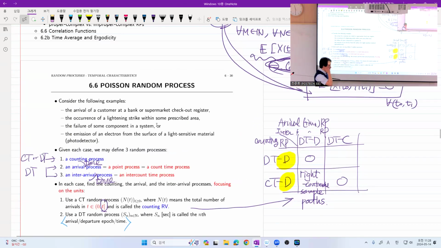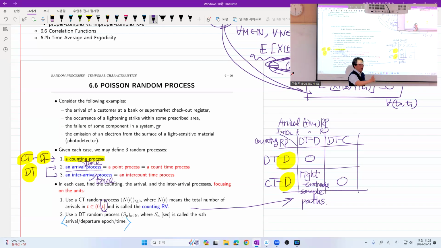Given a counting process, you can derive or find 2 equivalent random processes. And these are all discrete time random processes, whether the original counting process is continuous time or discrete time. The first one is the arrival process, the abbreviated version of the arrival time process, a discrete time random process S sub n. For example, S1 means the time instant where your first arrival occurred. So your realization of S1, S2, S3 could be something like 1, 3, 7, 11, and so on.